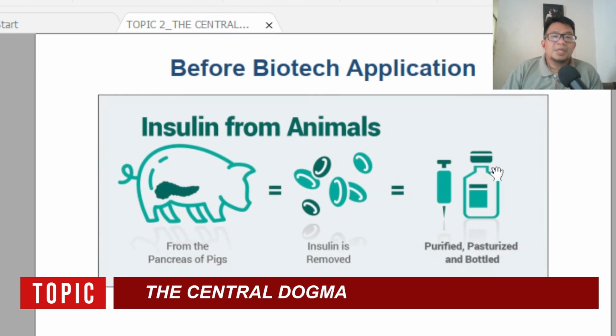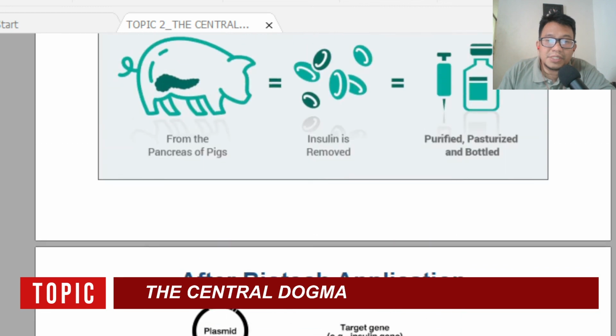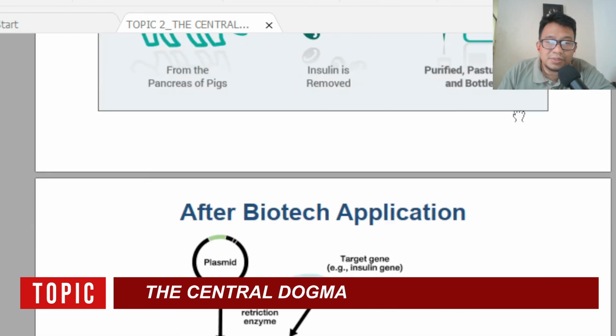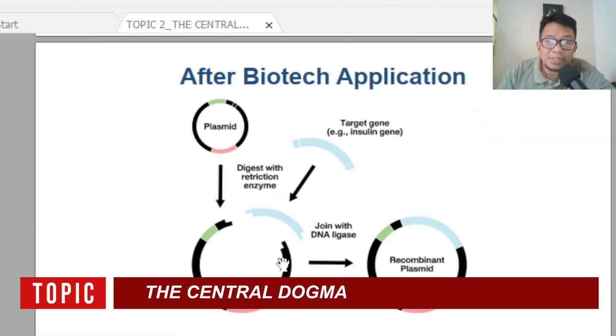Okay? So take a look at this one. Unsa may application aning gitawag natong central dogma sa biotech? Okay? So, insulin from animals sa unang panahon is from pigs. Kanang special sa mga diabetic nga gina-inject. Ilang squeeze tong pancreas and then naka-tambal. This is actually before biotech. Pero karon, take a look at this one.